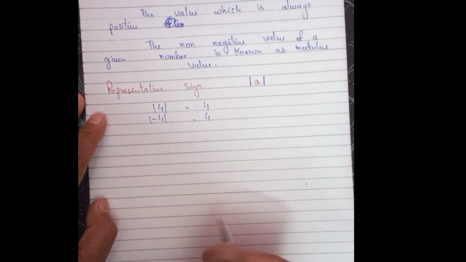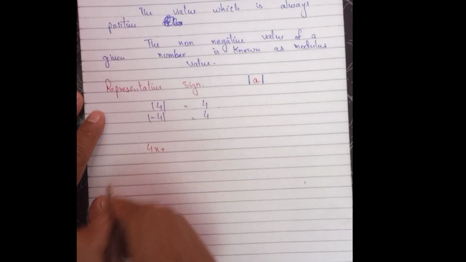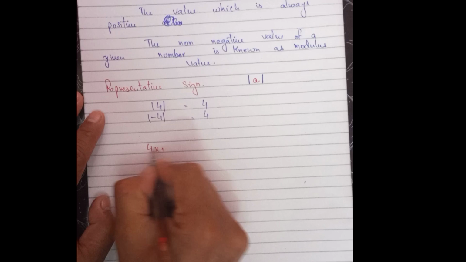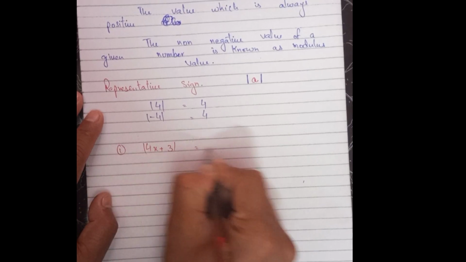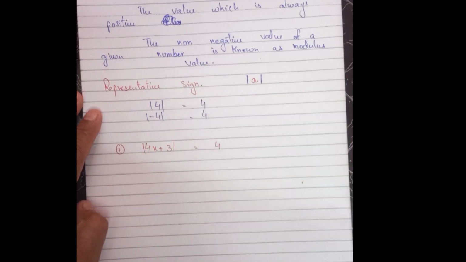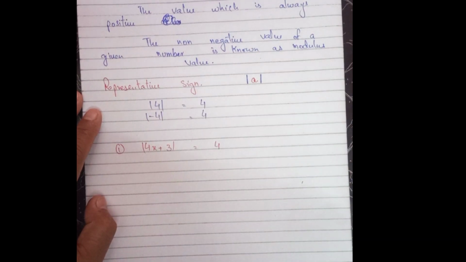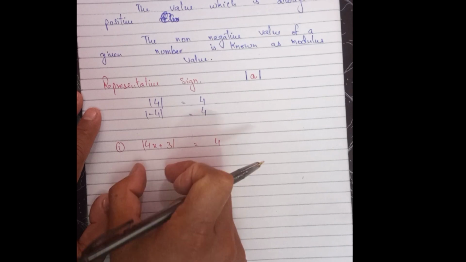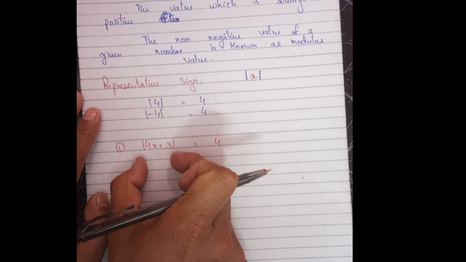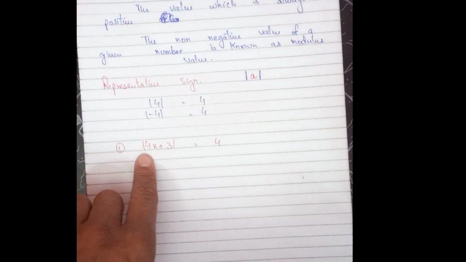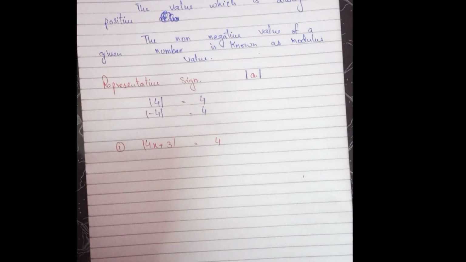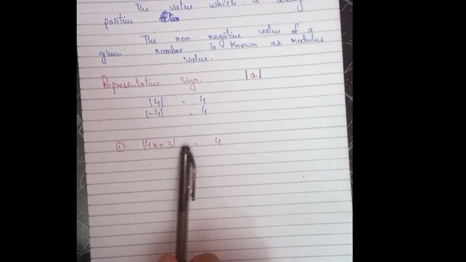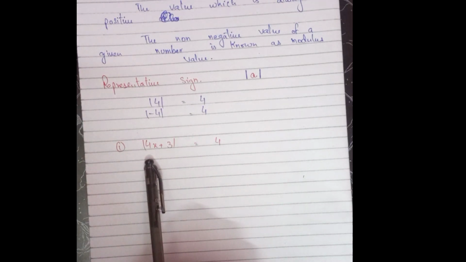Now we will discuss some examples related to this modulus value. Our question number 1 is modulus of 4x plus 3 equal to 4. Since the value inside the mod sign can be positive or negative, the solution can be positive or negative.